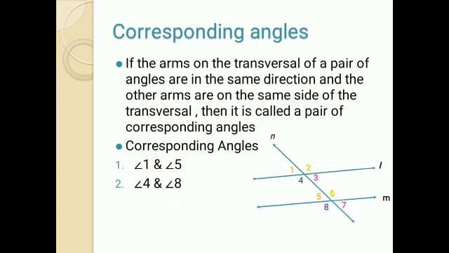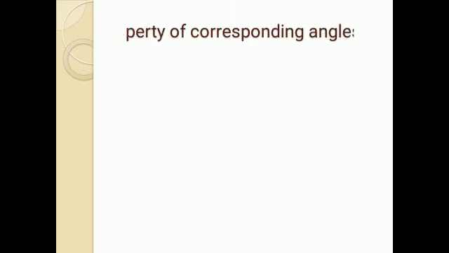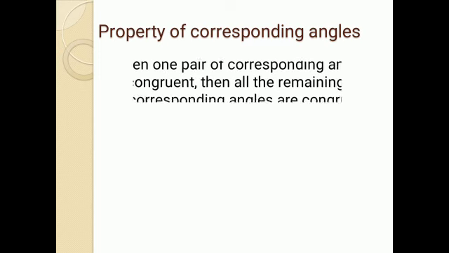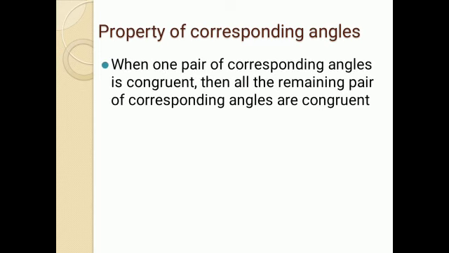Corresponding angles on the right hand side of transversal are angle 2 and angle 6, angle 3 and angle 7. Property of corresponding angles. When one pair of corresponding angles is congruent, then all the remaining pairs of corresponding angles are congruent.